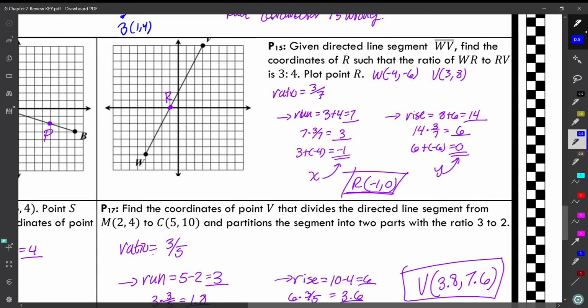Now, moving on to the y, find the rise first by doing 8 minus -6, which is the same thing as 8 plus 6. That gives me 14. Multiply that 14 times the ratio of 3/7. 14 divided by 7 is 2, and then multiply that by 3, the numerator, and you're left with 6. Add that 6 to the initial y-coordinate, which is -6. 6 plus -6 is 0, so the y-coordinate of point R is 0, and we graph that, and of course it's on the segment right where we want it to be.